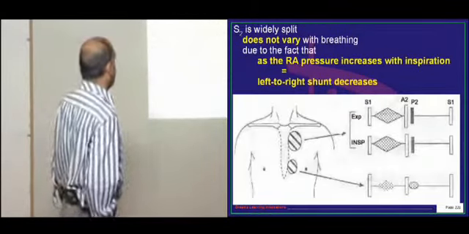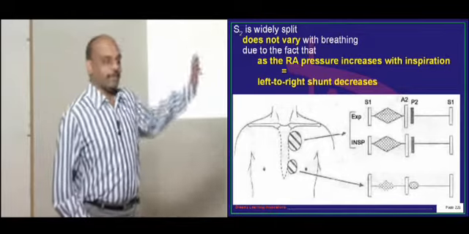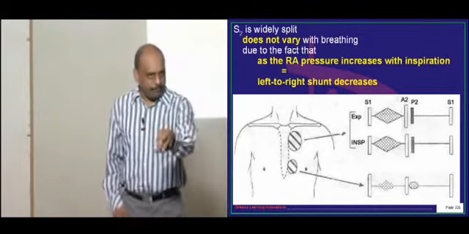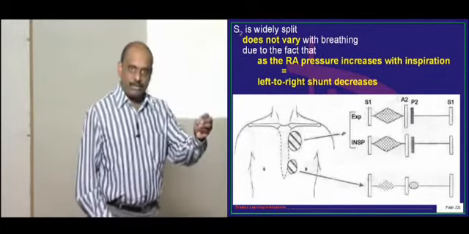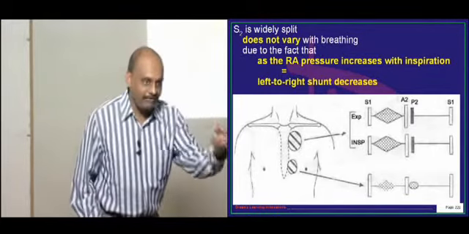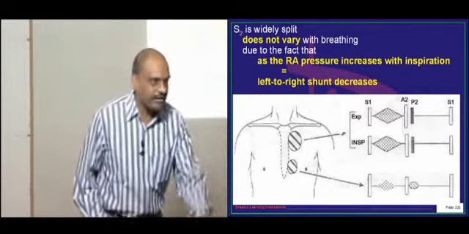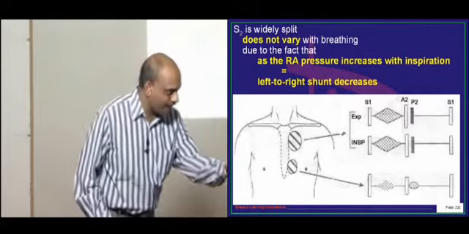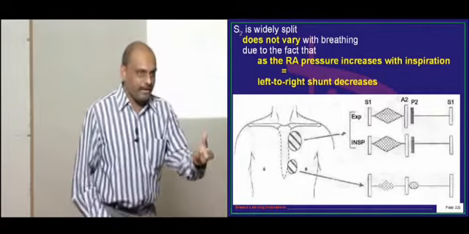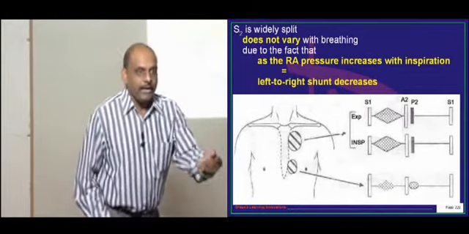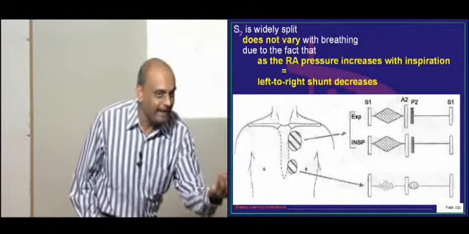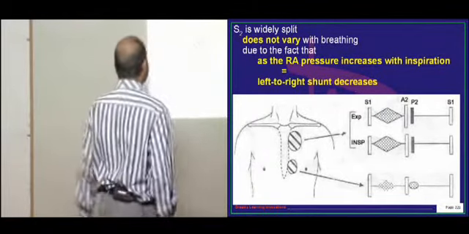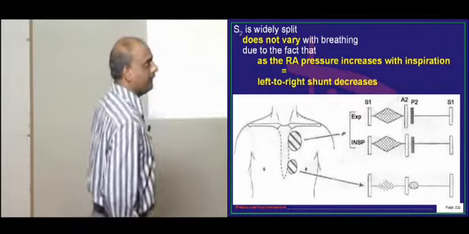Now how about the S2? This is very important. S2 has got A2 and P2, two components. P2 is because of the closure of the pulmonary valve. Here the left atrium to right atrium to right ventricle, increased flow across the pulmonary valve is there. It takes longer time for the right ventricle to complete its systole. So that is the reason it closes the valve a little late, and the sound of P2 is heard a little late. So A2 P2 widening happens, is what needs to be basically remembered.